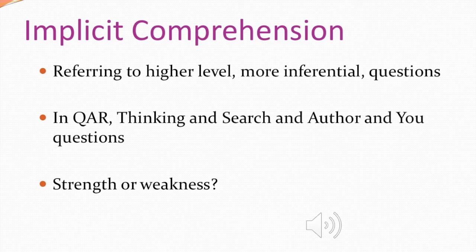For the implicit comprehension questions, those are those ones where they have to really kind of infer, they have to look into the text, those author and me questions, and so those might be a little bit more difficult, and they might have a little bit more difficulty actually finding that in a look back. So for the implicit comprehension questions, you're looking to see, are they really able to answer those higher level question types?